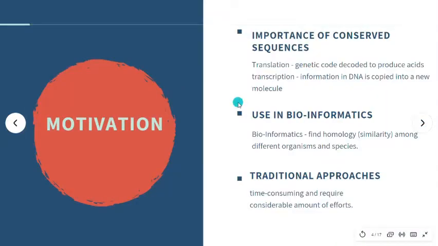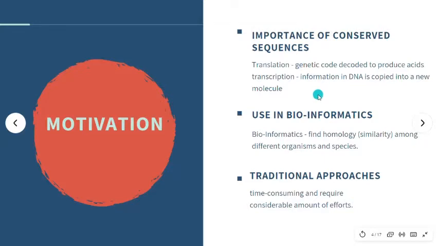So why is this important? This is important because conserved sequences hold a lot of importance in biology due to the fact that they are used in processes like translation and transcription. In translation, the genetic code is decoded to produce amino acids, and in transcription, information in the DNA is copied into a new molecule.